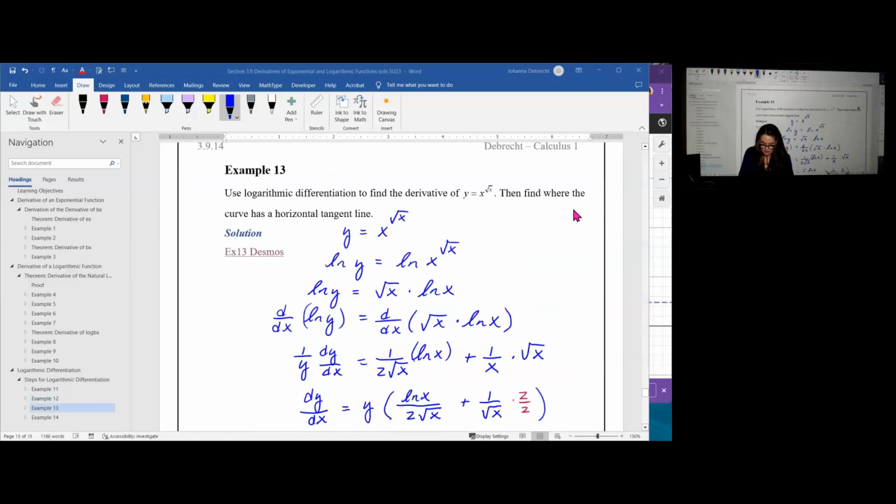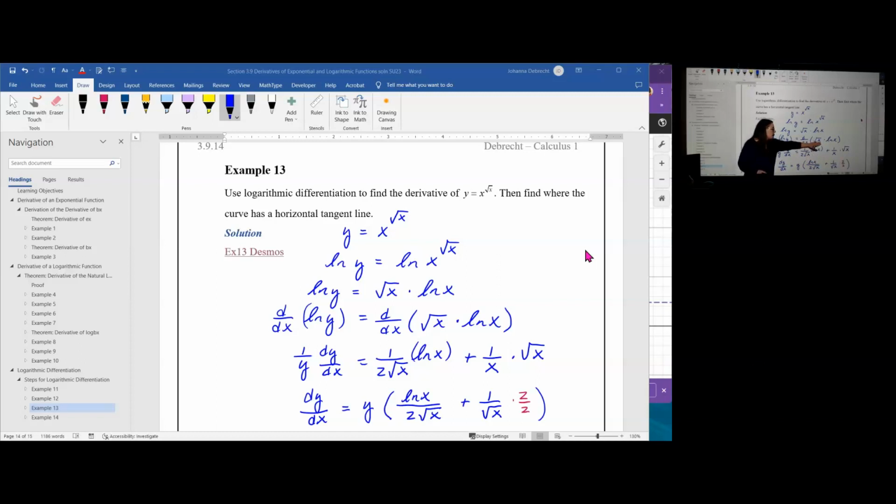We now want to look at example 13, where we were supposed to find where it has a horizontal tangent line. This is similar to example 11 in that it is a relatively straightforward tower function, but this time the power is the square root of x. We again take the natural log of both sides, use log properties to pull the power to the front, and simplify as much as we can. And take the derivative of both sides, getting 1 over y dy dx on the left, as you always will in logarithmic differentiation, and applying the product rule to the right.